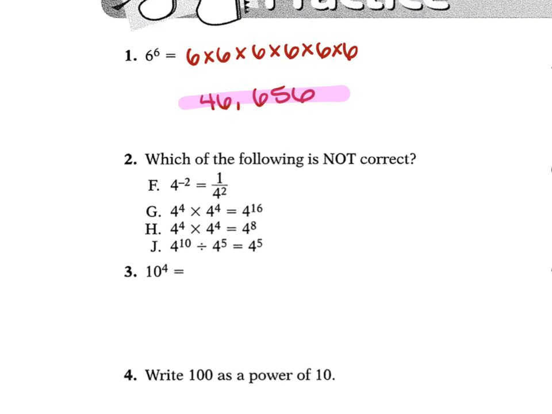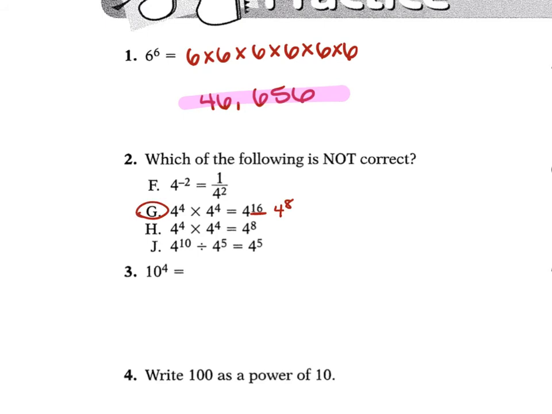For 2, it asks us which of the following is not correct. Well, 4 to the negative second is 1 over 4 squared. 4 squared times 4 to the 4th power times 4 to the 4th power is 4 to the 16th power. That's correct. 4 to the 4th power times 4 to the 4th power is 4 to the 8th power. And then 4 to the 10th power divided by 4 to the 5th power is 4 to the 5th power. So which of these, this one here, no, this one is not correct. So this should be 4 to the 8th power. So G is not correct.